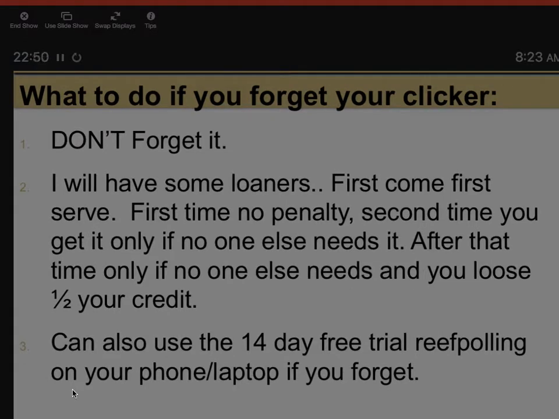I keep a bag of extra ones. I have, I don't know, 8 extra ones. If you forget your clicker for a day, you can borrow one. The first time there's no penalty. The second time you only get it if somebody else doesn't need it, which generally turns out to be the case. And after that, even if no one else needs it, you can start losing points for forgetting your clicker all the time. You can also use a 14-day free trial for the phone app or web app, so you can always do that if you forget a physical clicker one day. But I don't want you to lose points just because you can't get a clicker.